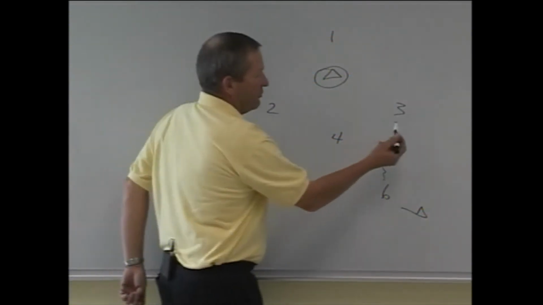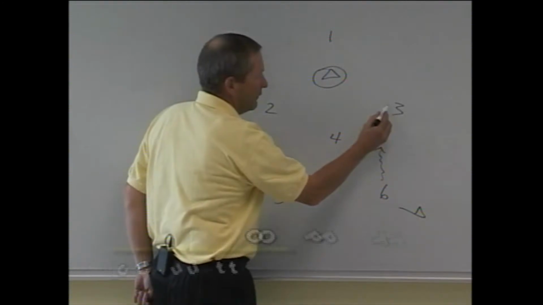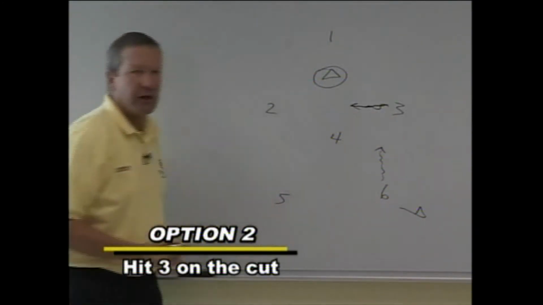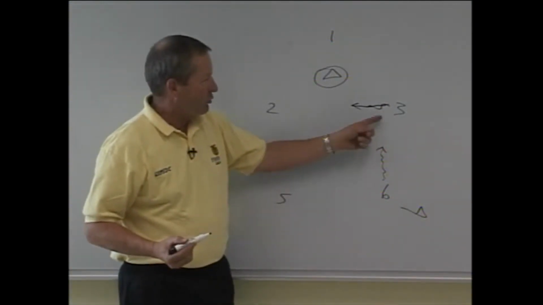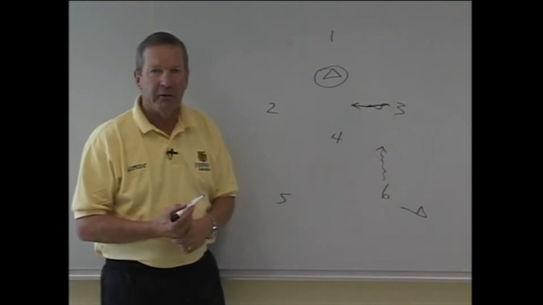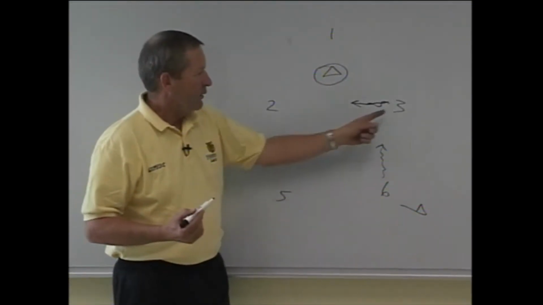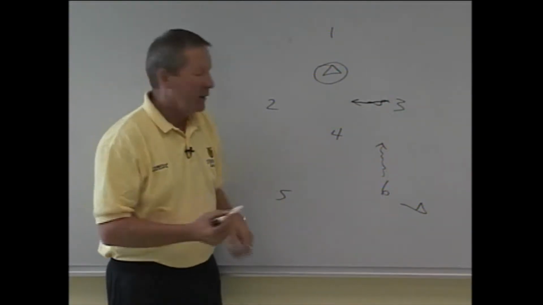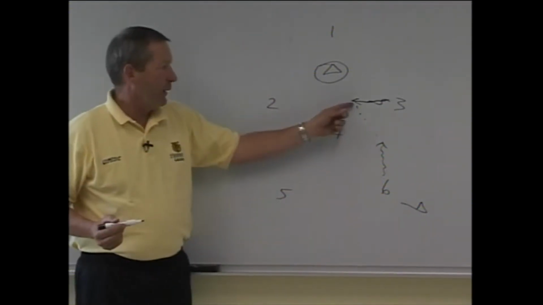Now remember that we said that 3, as he sees 6 running at him, will clear out. Option number 2 is to hit 3 on this cut. A lot of times the defenseman on the other team will see 6 running at him and he'll go help out, especially if 6 has made a good dodge and is ahead of his man. 3's man will leave him, which will open him up for a very short time. This is a very difficult pass to make. It's also a difficult pass to handle.